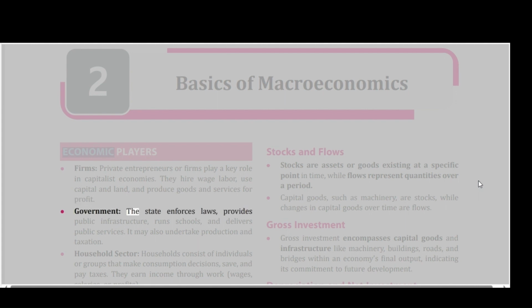The government. The state enforces laws, provides public infrastructure, runs schools, and delivers public services. It may also undertake production and taxation. The household sector. Households consist of individuals or groups that make consumption decisions, save, and pay taxes. They earn income through work, wages, salaries, or profits.